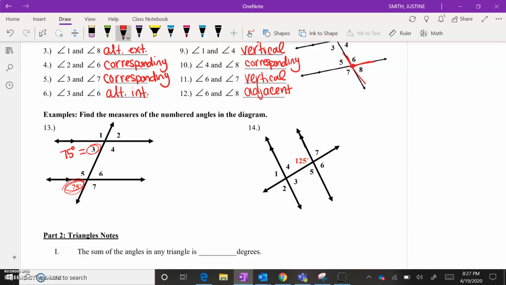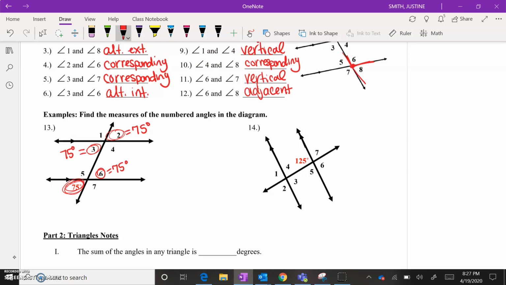Okay, angle 75 and angle 2 are alternate exterior angles. So again, those are also congruent. Okay, I could also say angle 75 and angle 6 are vertical, and I know that vertical angles are congruent. So I could say that this is 75 degrees as well.